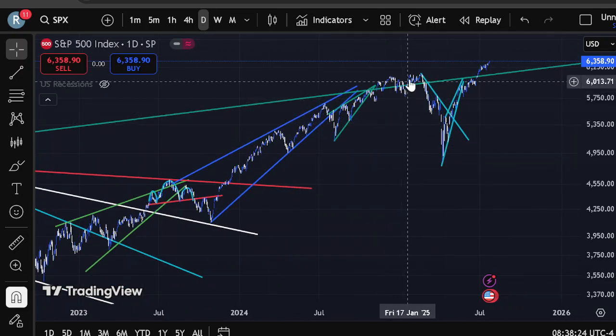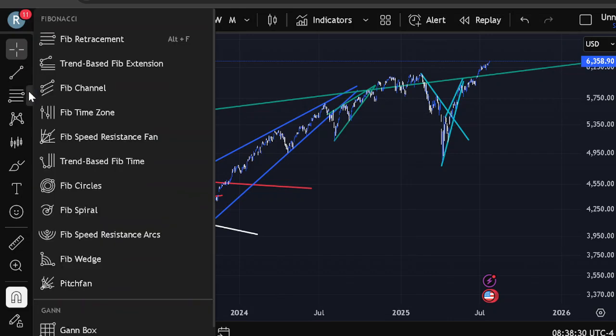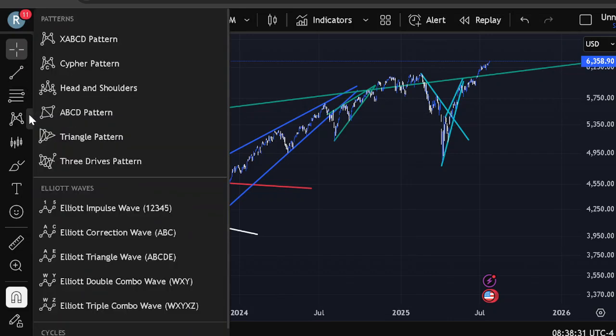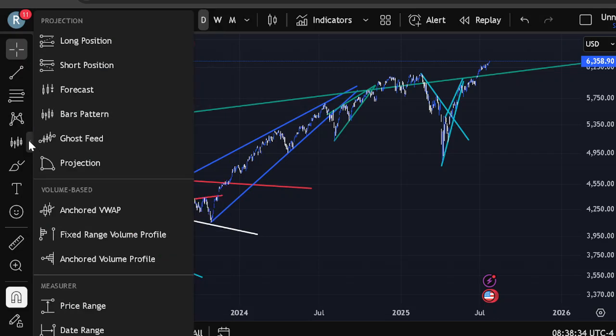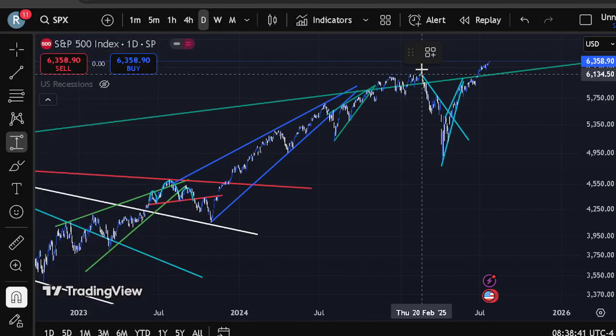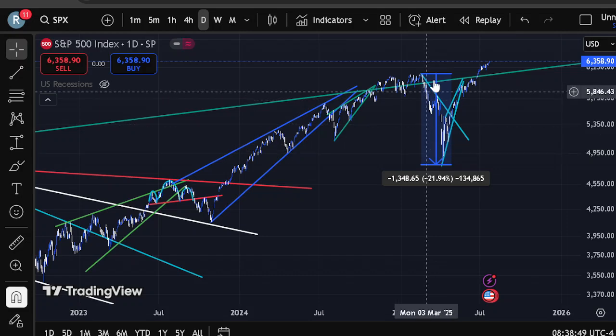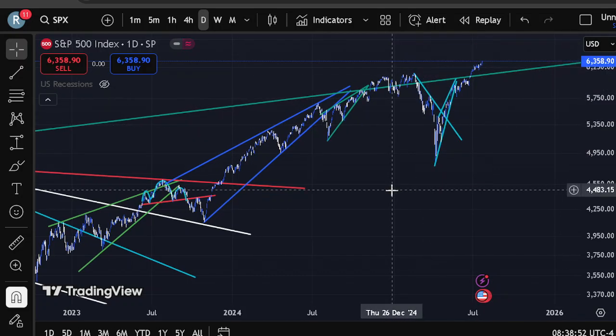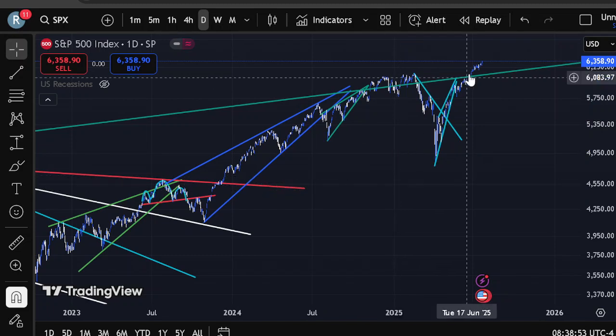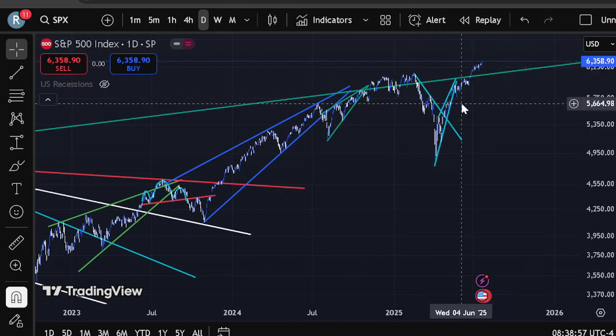As you can see, S&P 500 had a pretty big drop due to the announcement of the tariffs. This drop was like a 20% drop, but it had a V-shape reversal, and as you can see, that it is in an all-time high today as well.